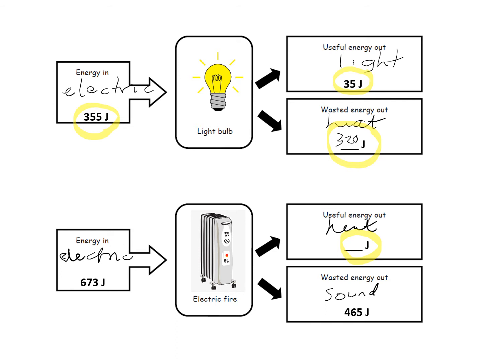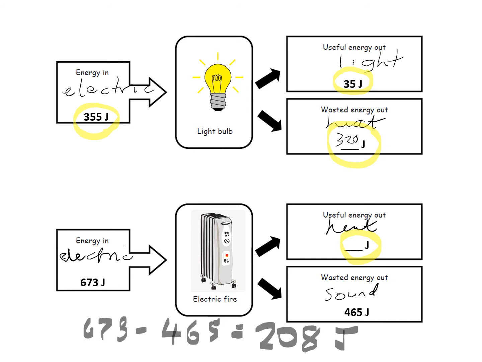It's going to be 673 minus 465 equals, get my calculator out. You might be able to do this with mental maths. 673 minus 465 equals 208. Okay, so let's go back to the normal pen again. That's 208. Okay, so a few examples there.